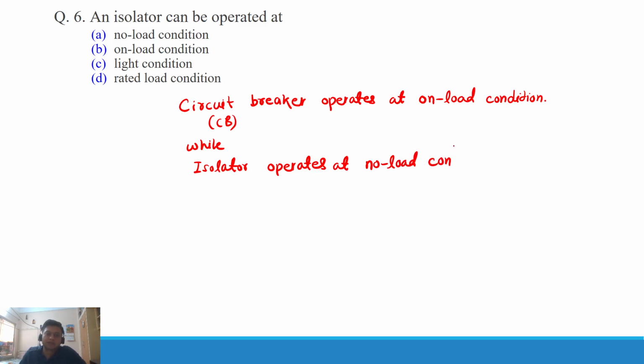If we have to do some maintenance, then in order to confirm that this area should not be energized, this area should not be connected to the main system, the isolator operates during that time. So the isolator operates at no load condition. During maintenance time, we usually operate this isolator. Option A is correct, while the circuit breaker operates at on load condition.